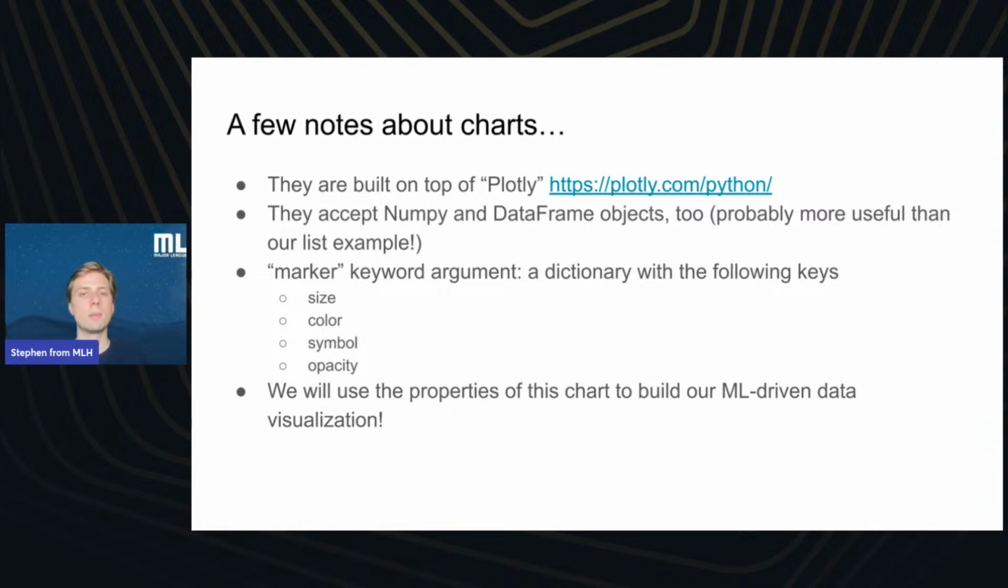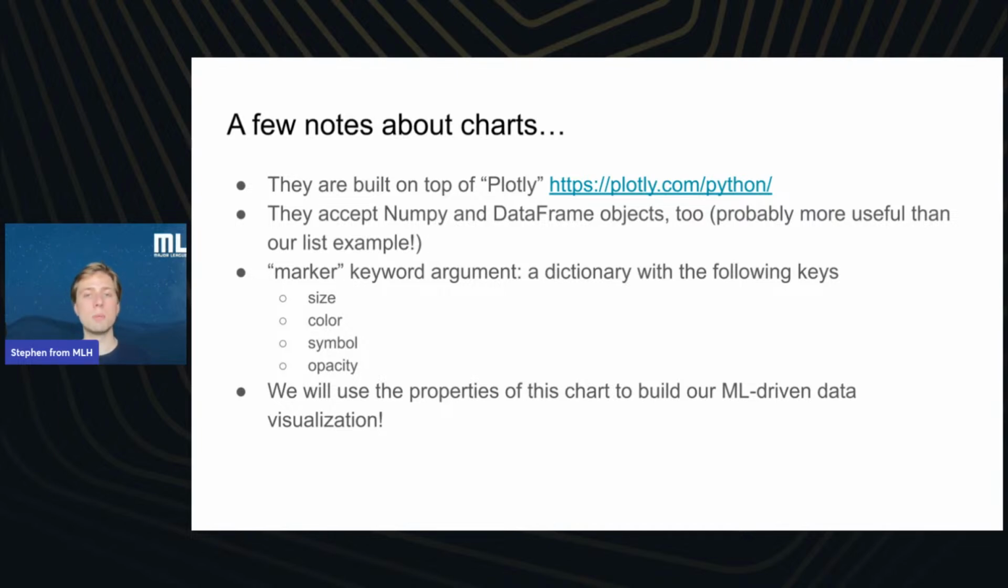But yeah, so these charts accept NumPy and data frame objects too, in addition to these lists. And those might be even more useful than our list, to be honest, because they can contain more data. And generally speaking, it's easier to manipulate a NumPy array, or especially a data frame, when compared to a list. There are more built-in functions that allow you to edit that data, process that data. So it's probably a little more useful to actually use NumPys and data frame objects. And in fact, we're gonna do just that in the next section of this workshop.